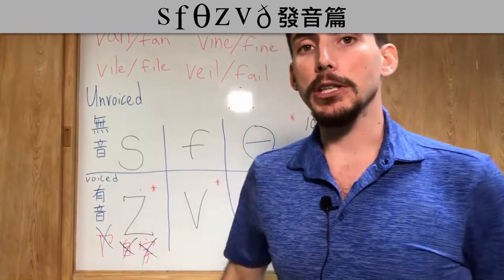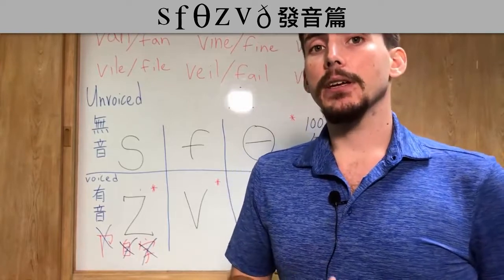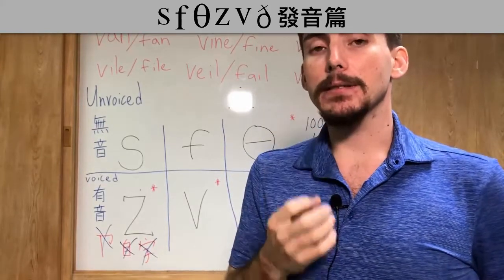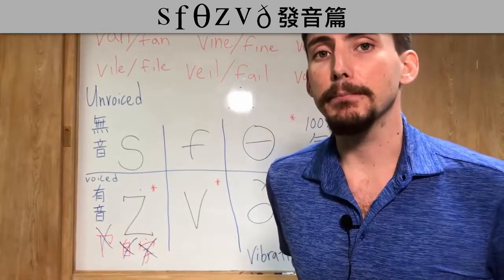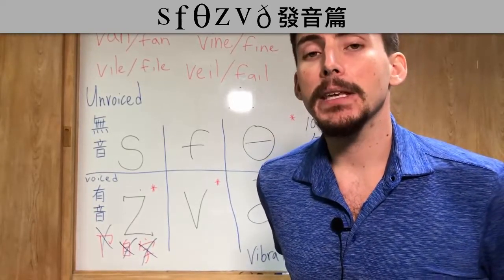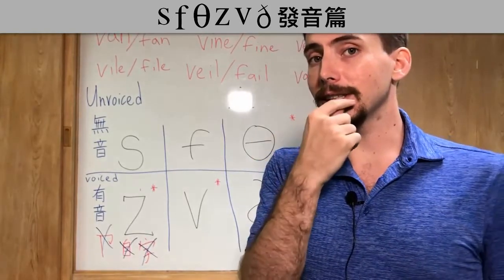But with V, you need to bite a little harder, and you need to vibrate your lip here and your teeth. The place where your top teeth and your bottom lip meet together is where the majority of the vibration occurs. So all the sound should come from right here.